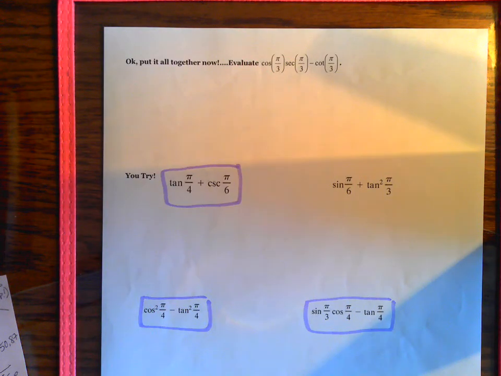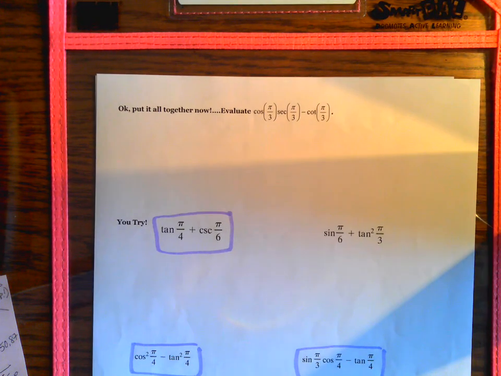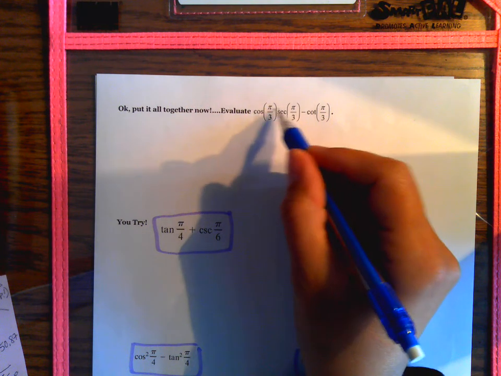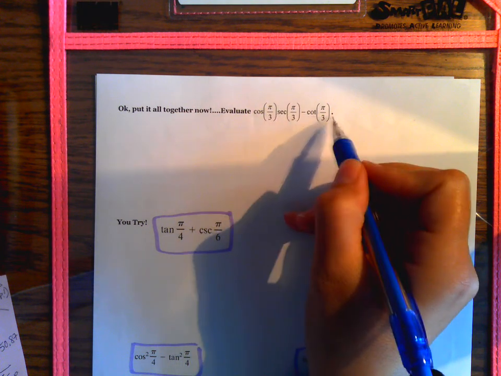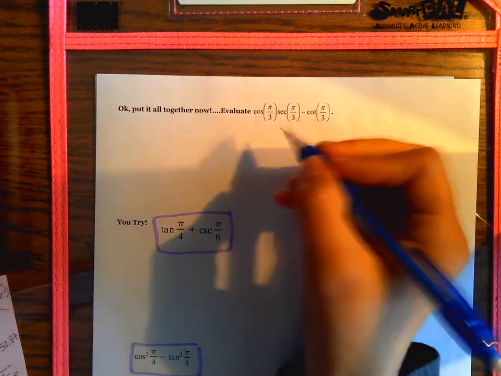Okay, and the third and final video on special right triangles is where we're going to put them together in expressions. They were pretty easy to begin with. Now you're going to have expressions such as multiplication of two functions together, and then subtraction or addition. There won't be any division. Okay, so cosine pi over 3.